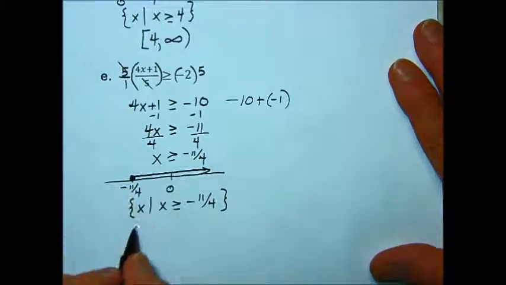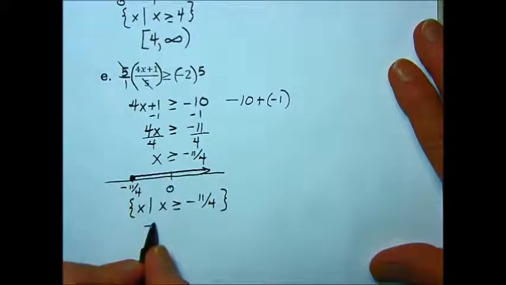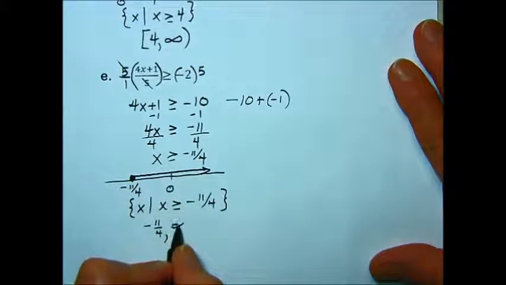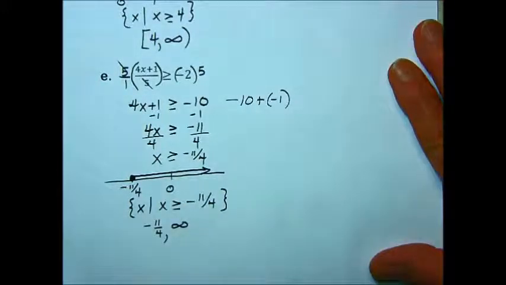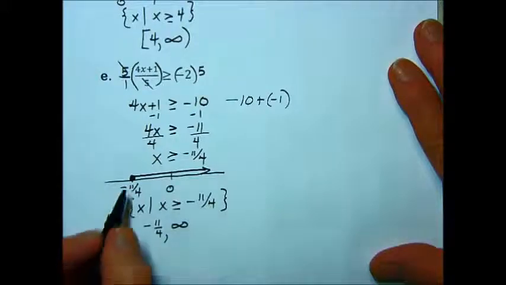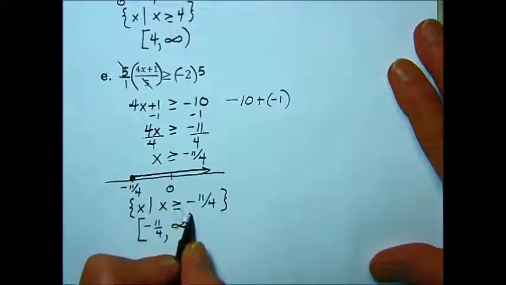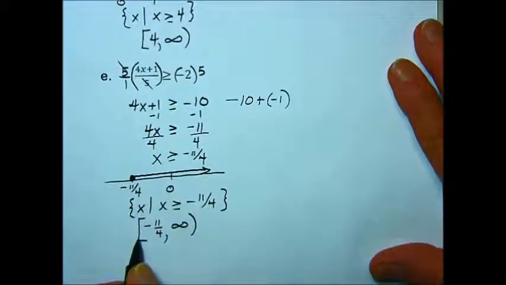And interval notation, the smallest value is negative 11 fourths. It's headed infinitely in the positive direction, so we'll put positive infinity. We are including the negative 11 fourths, so for interval notation we'll use a bracket on the first side and a parenthesis on the second side.